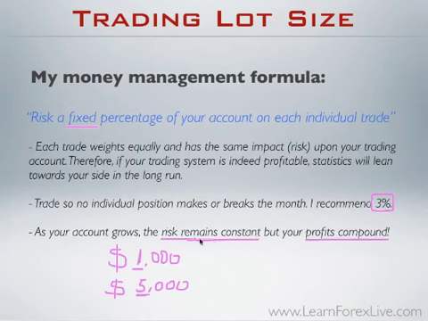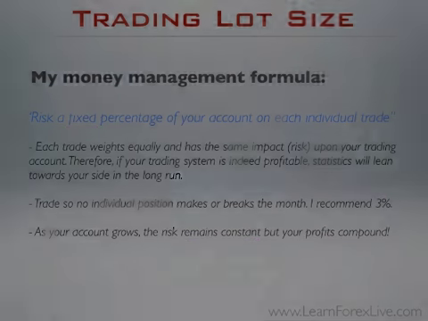Your risk always remains constant, but your profits compound. How is that? Because obviously the 3% of $5,000 is much more than the 3% of $1,000. So every time you will score more and more profits while always keeping your risk under control.